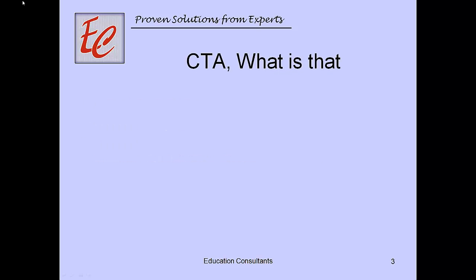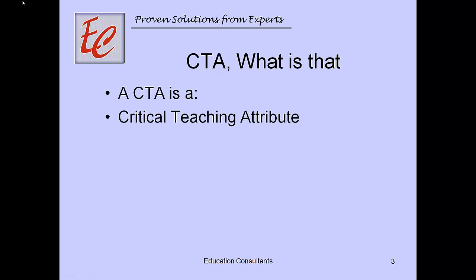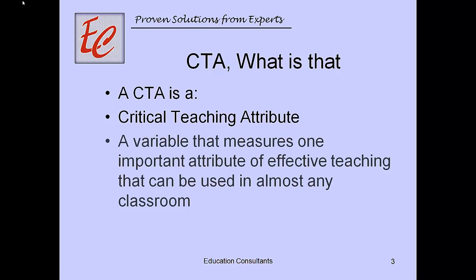What is a CTA? A CTA is a critical teaching attribute. It is a variable that measures one important attribute of effective teaching that can be used in almost any classroom.